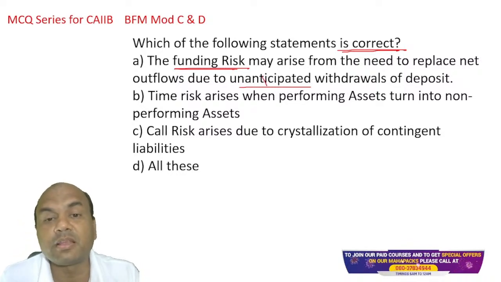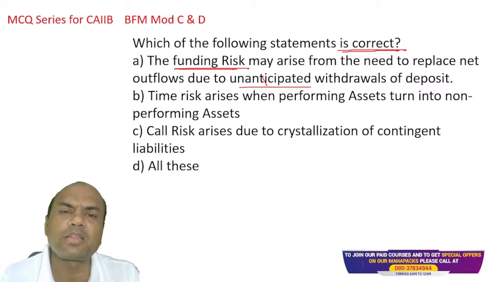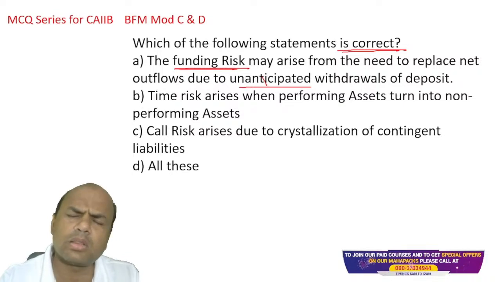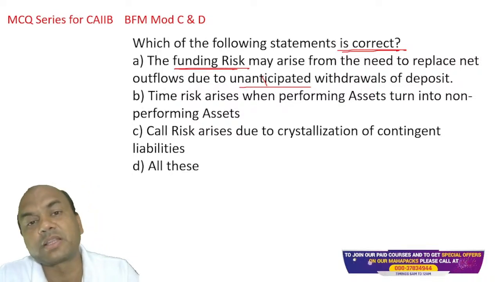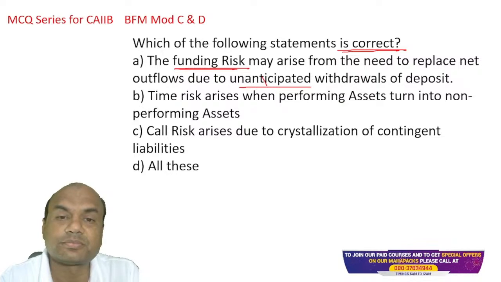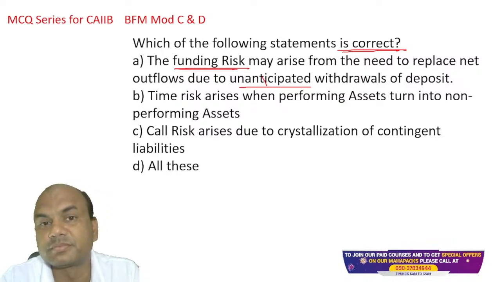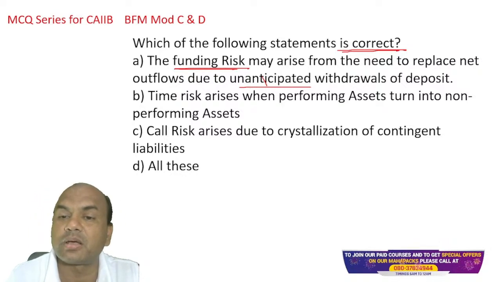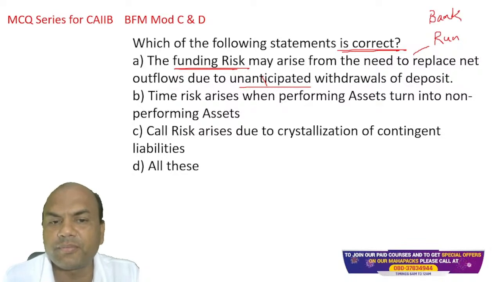What is this term called? When all the customers come to withdraw the money in the bank. All the customers. That is known as, one concept is there. That is known as what? Anyone? It is called a run on the bank. This is the important term, run. I'll write it over here. Run on the bank, or they call it bank run. That's simple. Bank run. Okay. So this funding risk may arise due to this.